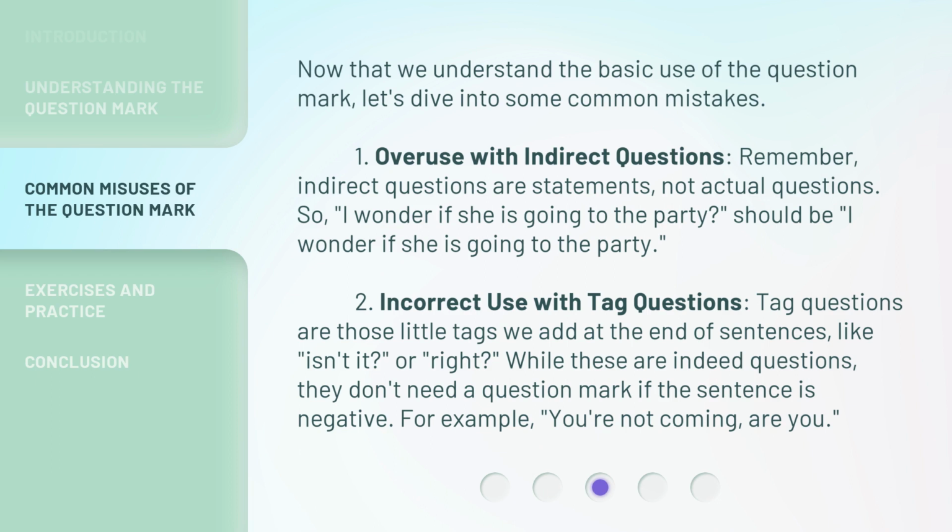2. Incorrect use with tag questions. Tag questions are those little tags we add at the end of sentences, like, "Isn't it?" or "Right?" While these are indeed questions, they don't need a question mark if the sentence is negative. For example, "You're not coming, are you?"